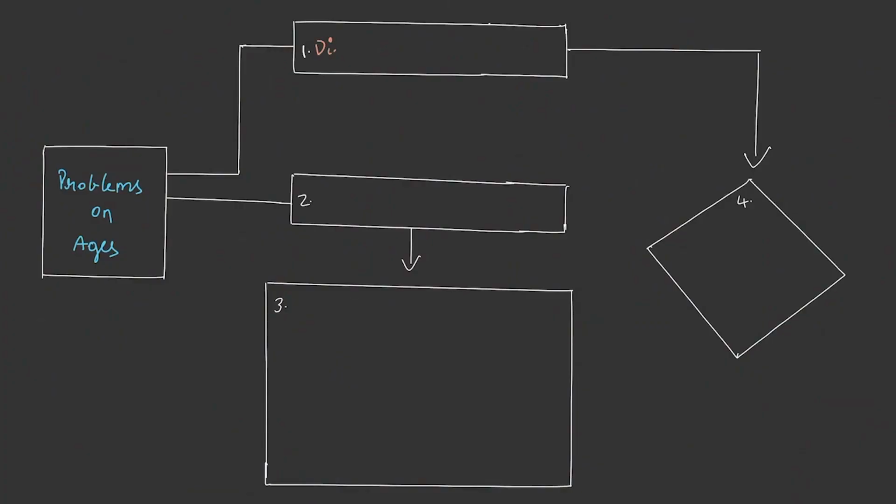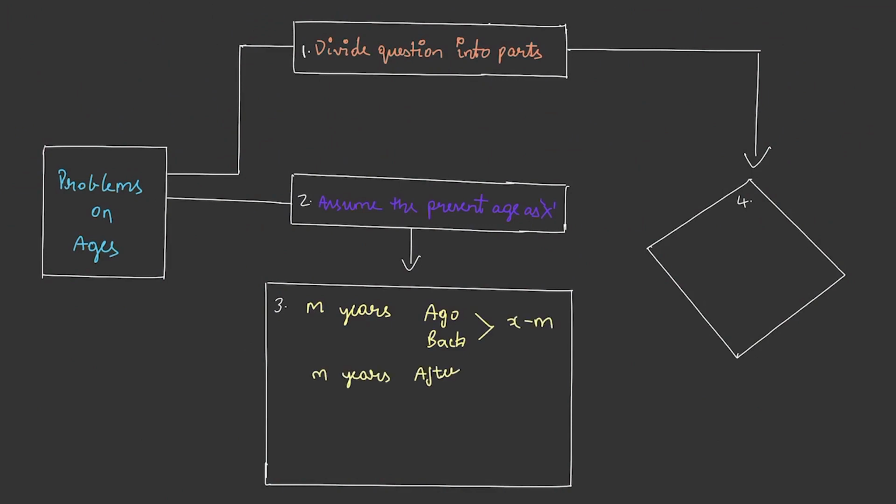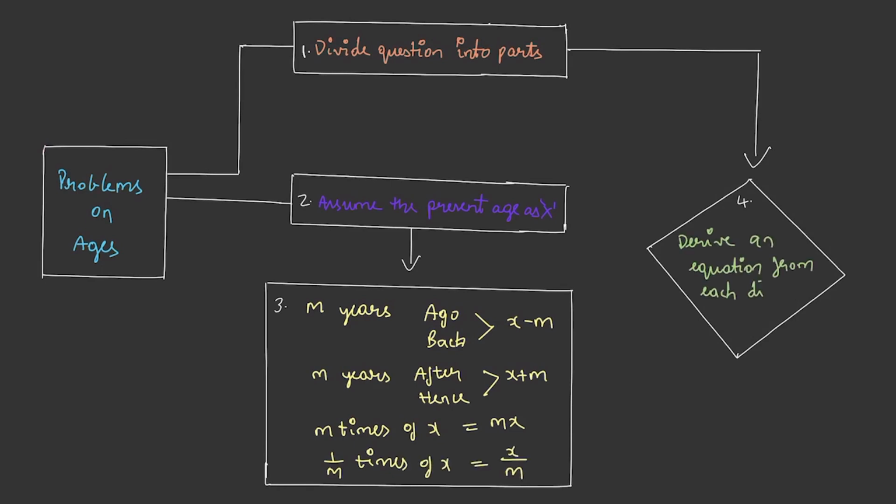Having understood the categories involved in this concept, let's solve the type 1 problems, that is ratio questions. Firstly, divide the question into parts. Then assume the present age as x. As the current age is x, m years ago or m years back will be x minus m. M years after or m years hence will be x plus m. M times of x will be mx and 1 by m times of x will be x by m. Finally, we need to derive an equation from each divided part of the question to find the solution. Keep in mind that this is a standard format to solve all types of questions in the ages concept. So let's utilize this format in solving the previous problem again.